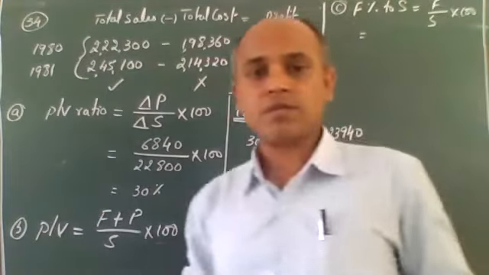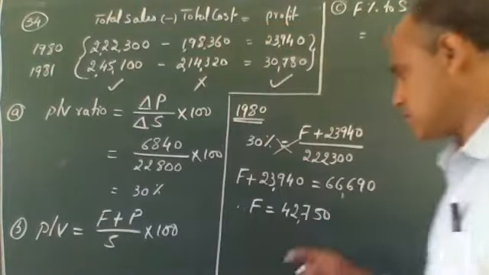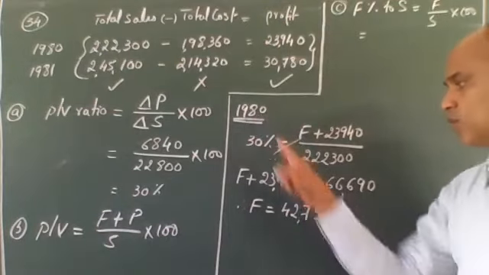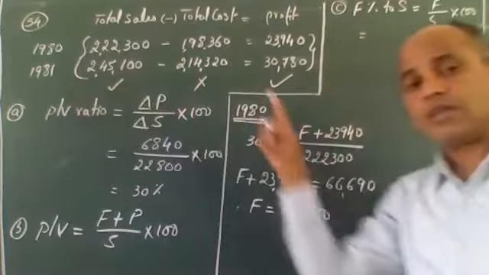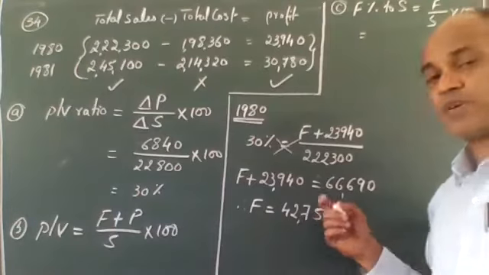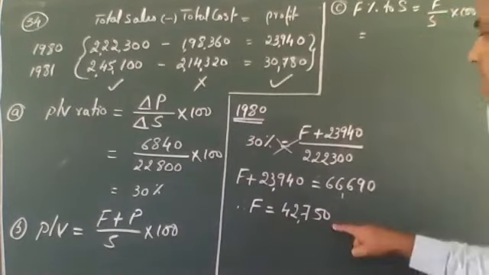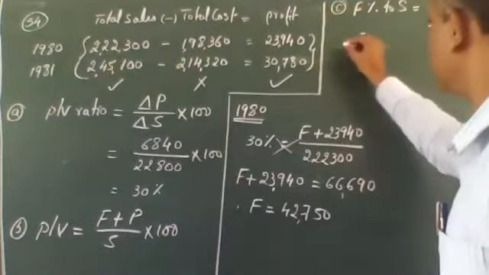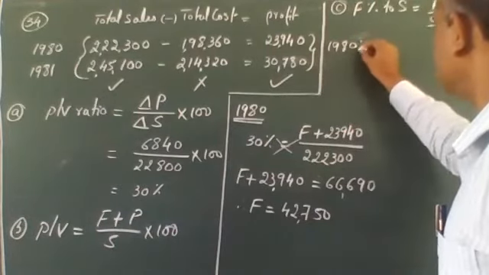Now the question comes: sir, is fixed cost the same for both the years? Answer is yes. For 1980, what is the fixed cost? 42,750. For 1981, it will be the same. But my question is, will this fixed cost percentage also be the same? The answer is no. Why? Because fixed cost is the same, but the denominator, the sales part, is not the same. Therefore, I have to do it separately for 1980 and for 1981.